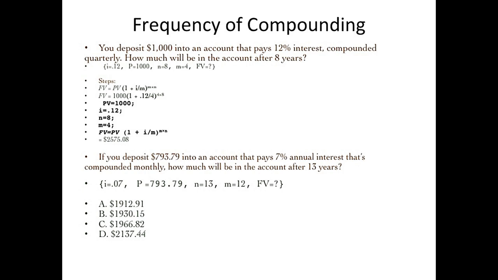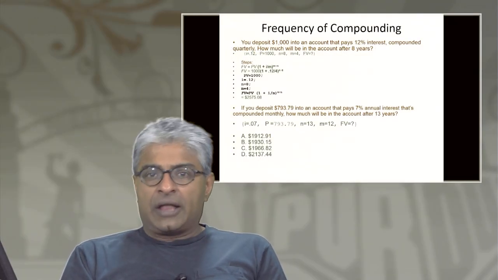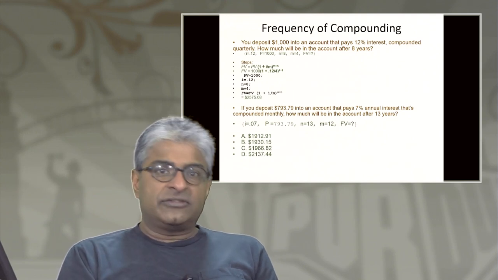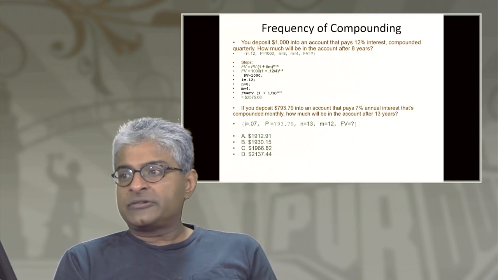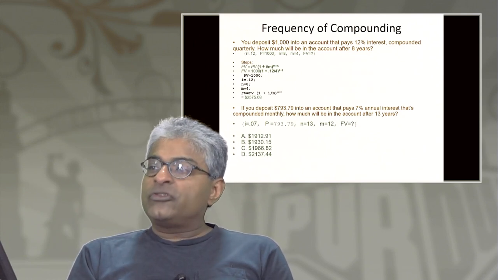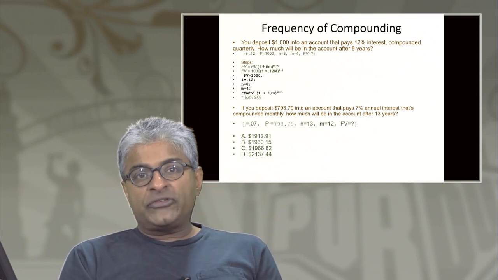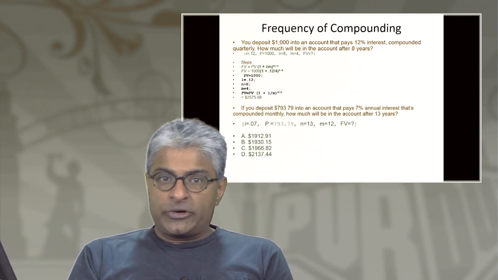So here is an example that illustrates frequency of compounding. You deposit $1,000 into an account that pays 12% interest compounded quarterly. How much will be in the account after 8 years? On the face of it, this is almost like the problems that we have discussed so far in earlier video segments, with one important difference. And that difference is that we throw in that little phrase there, compounded quarterly. So it's a 12% annual rate compounded quarterly.